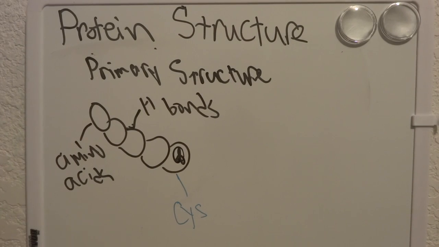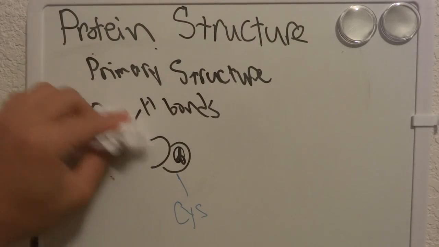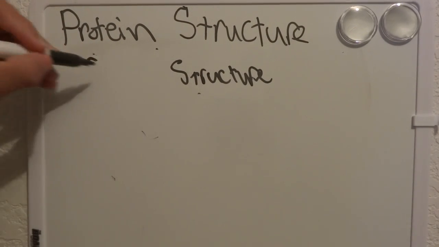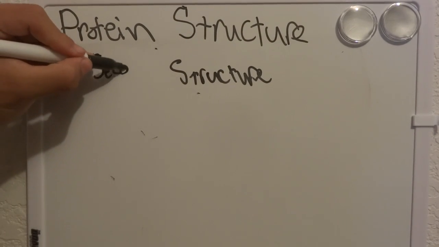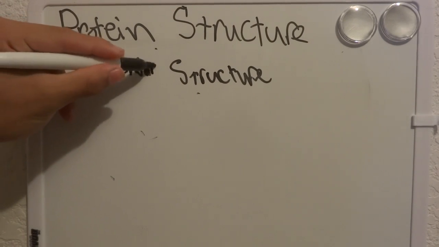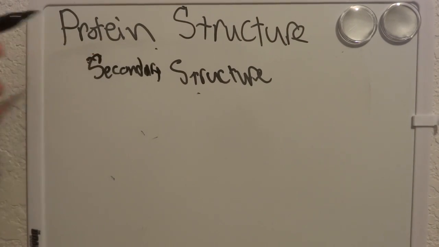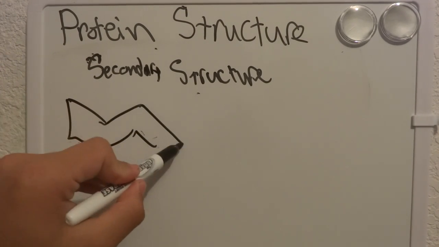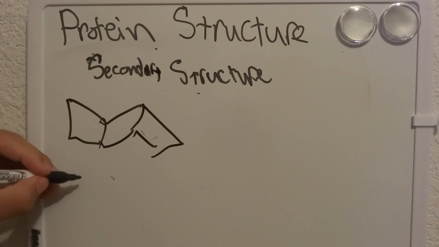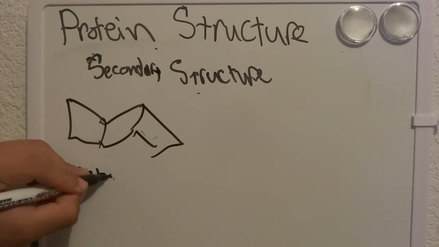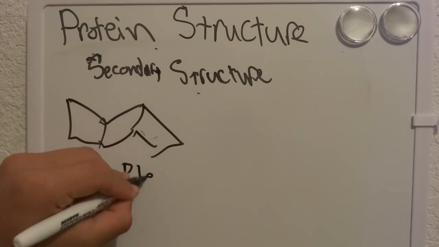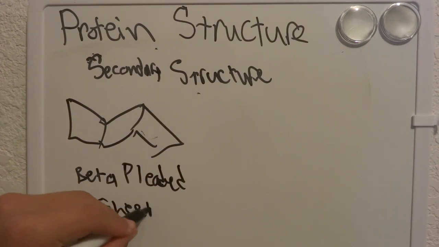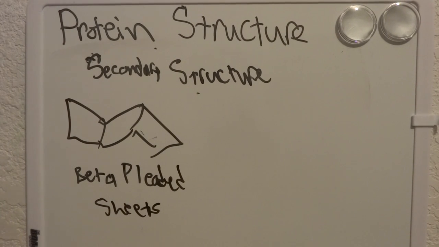Moving on to something a little more complex is the secondary structure. The secondary structure gets a little harder because it becomes three-dimensional. Now there are two structures associated with this. One is the beta pleated sheets, and I'll talk about the next one in a bit.